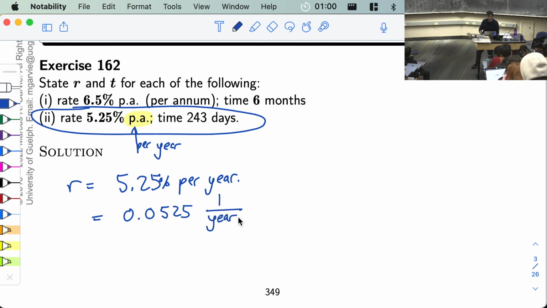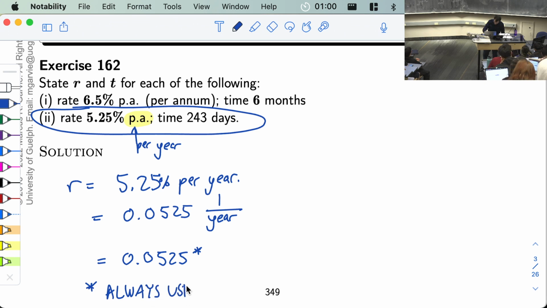A per year means you have 1 per year. So I would leave it like that. Some people also like to just leave it as 0.0525, and then they have to mentally remember, always use years. Always use years. So you can do either of those. You can make sure to leave the years in so you don't have to remind yourself, it's written down for you, or you can remember it.